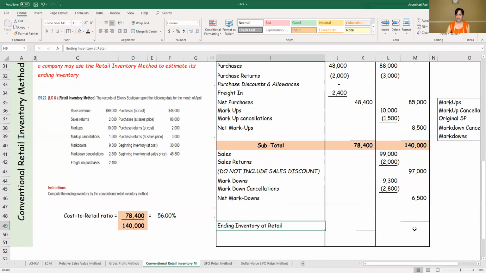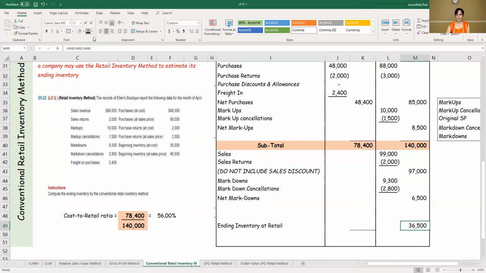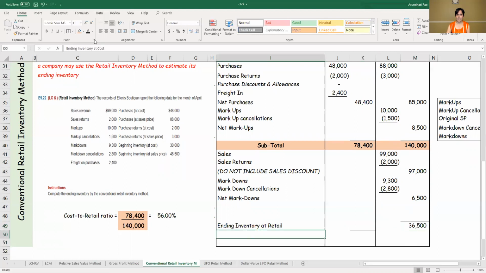Okay, so now let me see what I'm left with. Ending inventory at retail, I have 36,500. Okay, so it is 140,000 minus 97,000, what I sold, the net sales, minus the markdown cancellations gives me 36,500. Now that's the ending inventory at retail. This is, I walk around on the floor, the retail floor, and I can calculate this based on the inventory I have on hand.